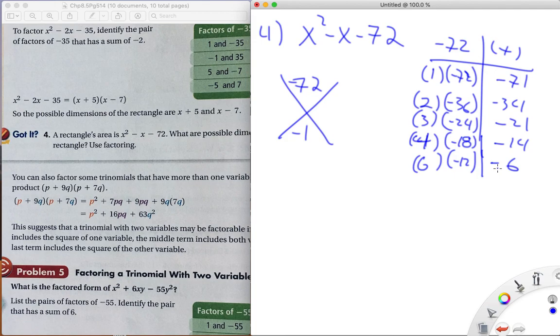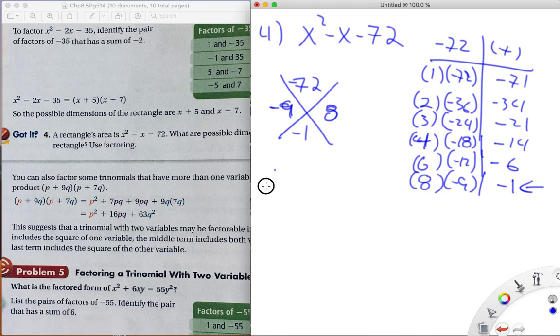Can't divide it by 7. Can't divide it by 8. Oh, I guess you can. Boy, yeah, you can. I knew that. And then 8 times negative 9. Yay, there it is. All right, so it's going to be negative 9 and 8. It's a lot of factors of 72.